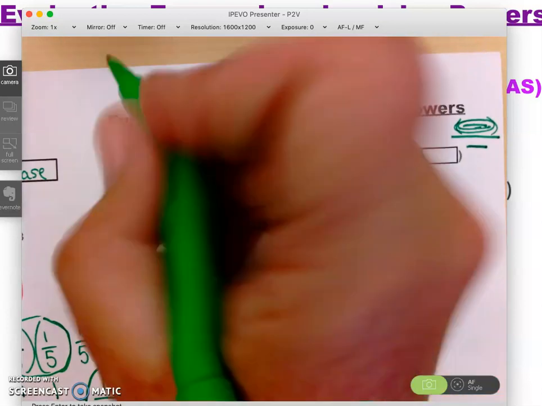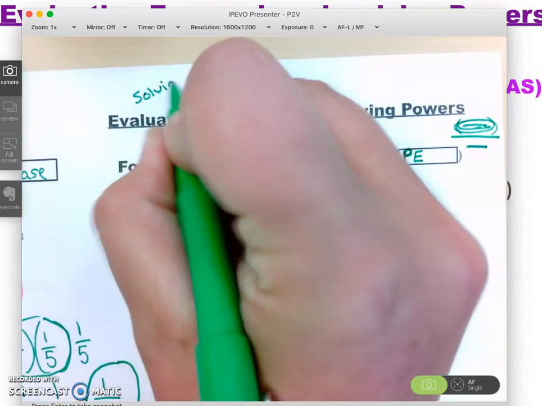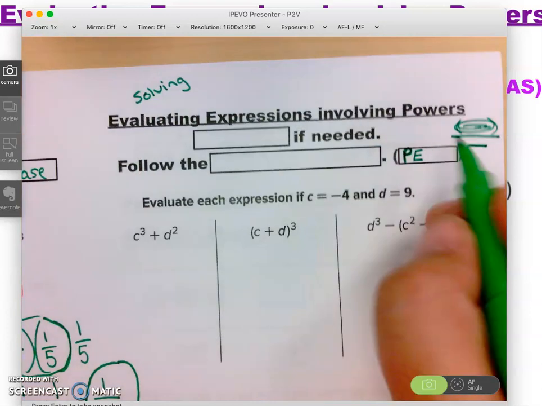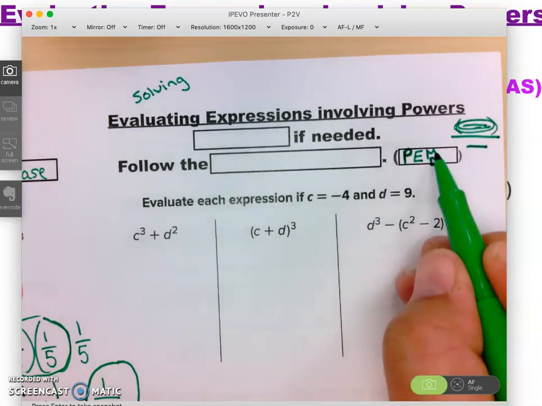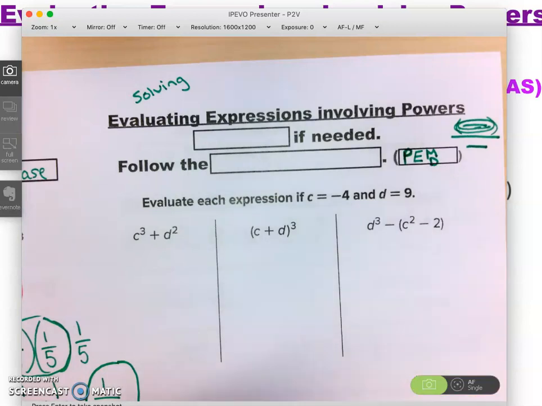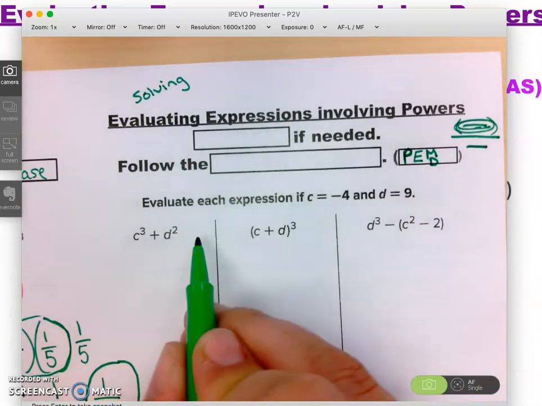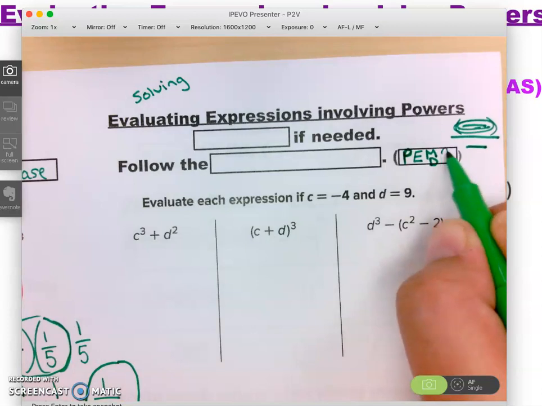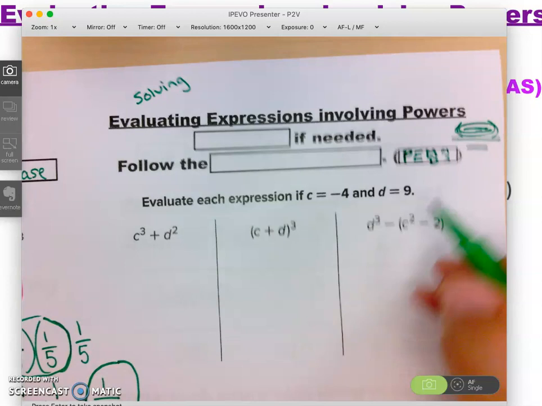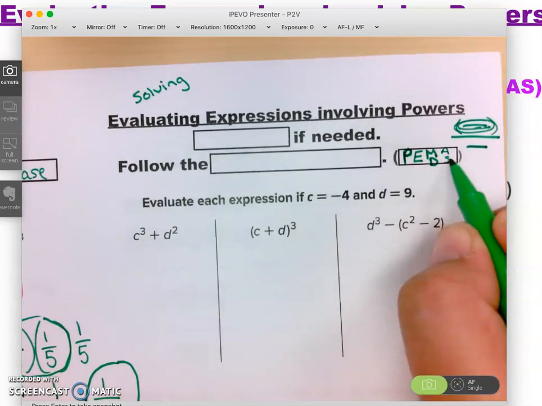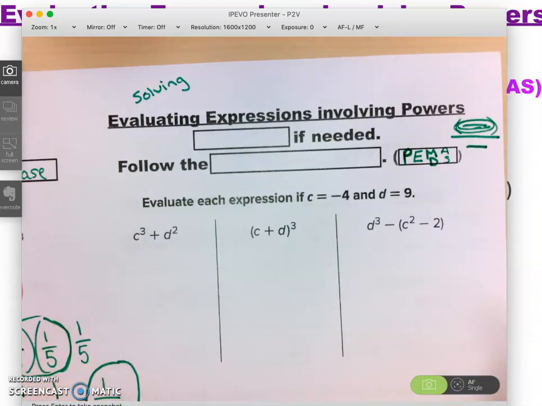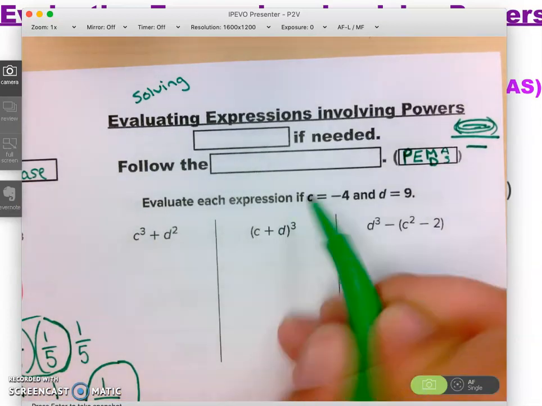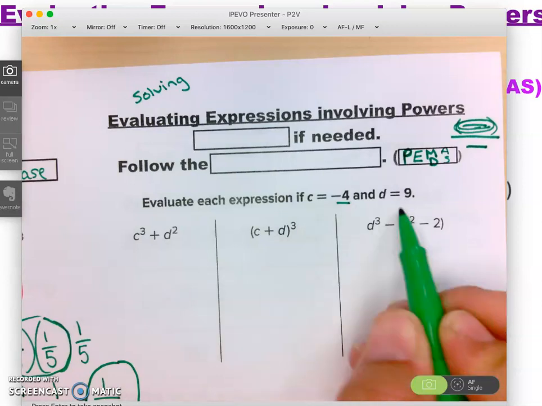Evaluating just means solving as far as you can go down. Multiplication and division are going to be on our same line. We just want to do multiplication and division from left to right in my equation. And then again, PEMDAS, A and S, adding and subtraction, those are going to be on the same line too, in a sense where if I have adding and subtraction left, I want to just do adding and subtracting from left to right. So here, evaluating each expression, C equals -4, D equals 9.